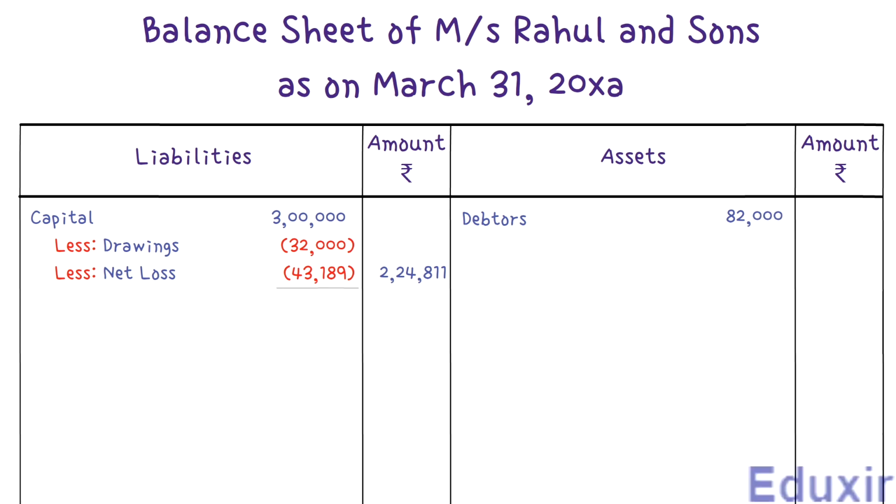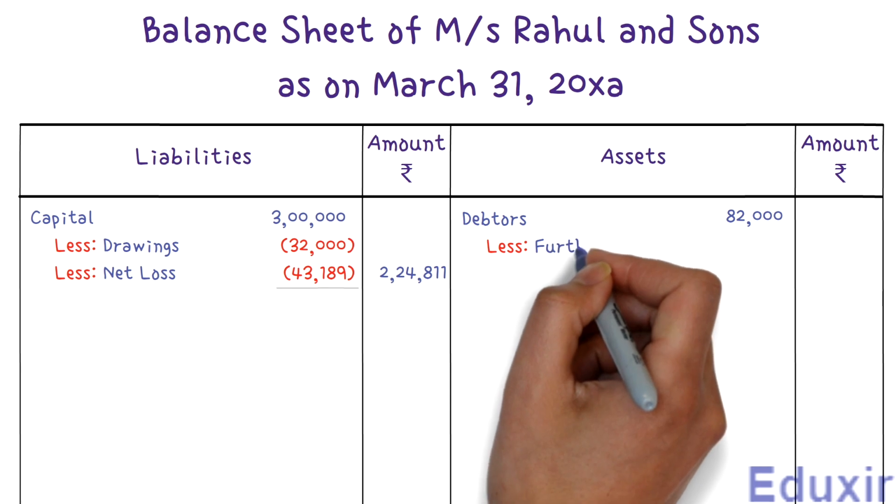Now, after posting the debtors, we should subtract the further bad debts. So, remember this, whenever you are preparing a balance sheet, there are a few standard adjustments to be made to the debtors. The first one is further bad debts. As the further bad debts reduce the debtors, let's write it as less further bad debts.